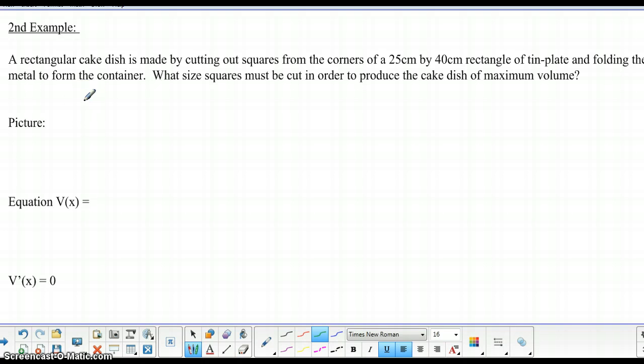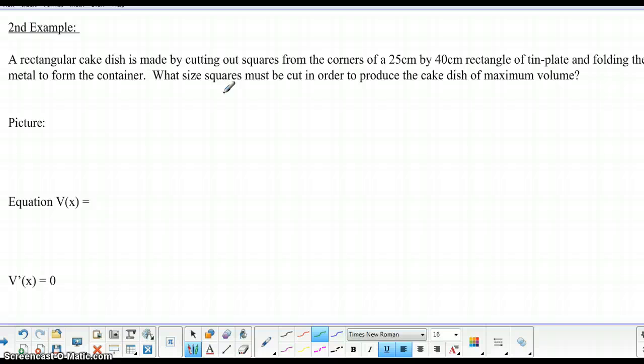So a baker wants to make a cake dish by cutting out squares from the corners of a 25 centimeter by 40 centimeter rectangular tin plate. And they want to fold the metal to form the container. And they're asking what size squares must be cut in order to produce the cake dish of maximum volume.